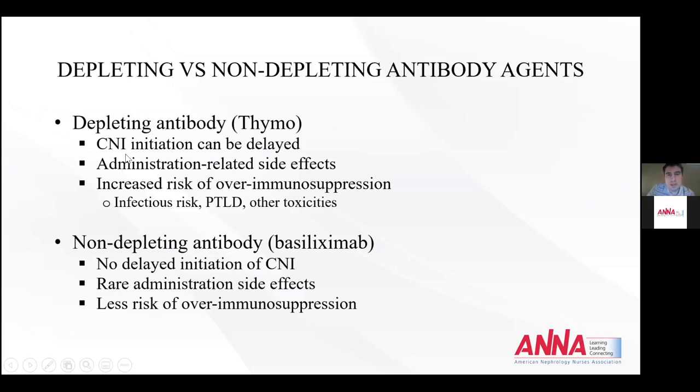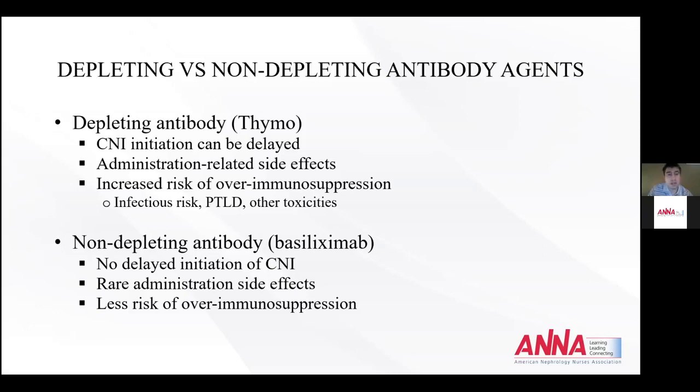So depleting versus non-depleting, like I was just describing: depleting is thymo. You don't need to give your calcineurin inhibitors right away. They have a bunch of side effects, and you have a higher risk for over-immunosuppression, which again means infection risk with viral infections you can get from the community, cytomegalovirus, Epstein-Barr virus, and BK virus, which we'll talk about in a whole different session later on in a few months. And then you have cancer risk or other toxicities.